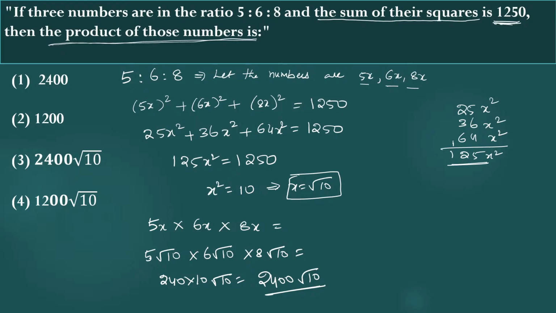Here 5 into 6 is 30, 30 into 8 is 240, and root 10 times root 10 we can write as 10. So 240 into 10 we get 2400, and one root 10 is there. So the answer is 2400 root 10. Option 3 is correct. Right.